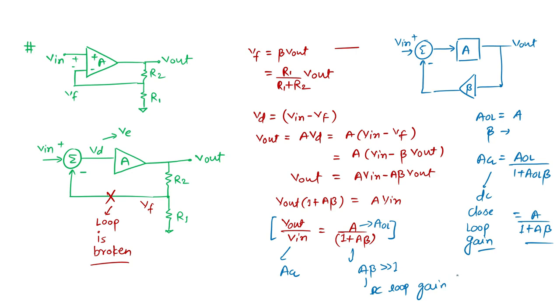If it is very much greater than 1, then the closed loop gain comes to be 1 upon beta. We can see this here also. What is happening here: if the gain is 1 upon beta, what is beta? This is my beta, which is R1 by R1 plus R2.